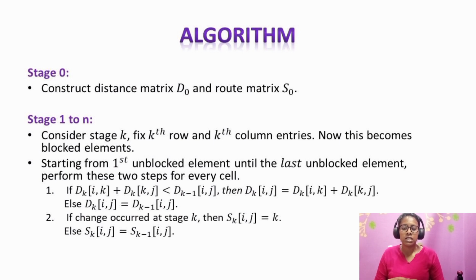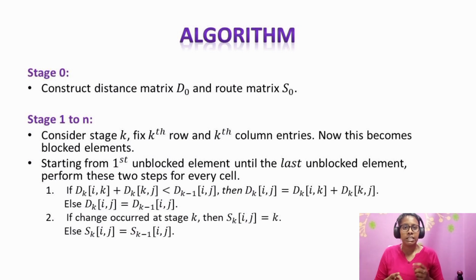We consider stage K, where in the kth stage we fix the kth row and kth column entries. Now these become blocked elements or blocked cells. Starting from the first unblocked element until the last unblocked element, perform these two steps for every cell. For the unblocked elements, we are going to perform these. Well, let's see what the two steps are.